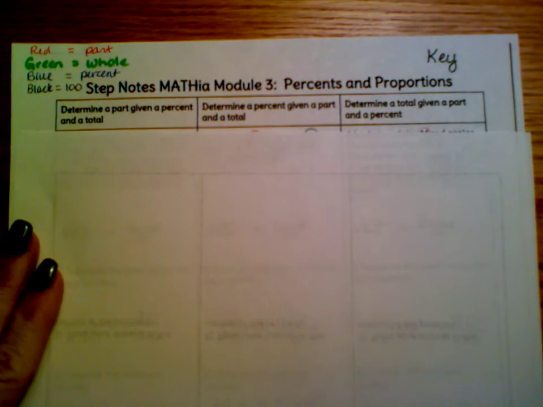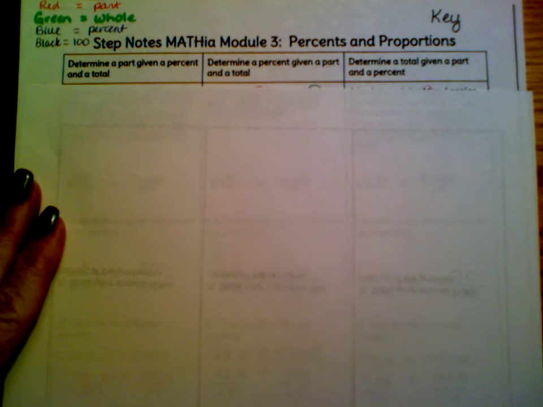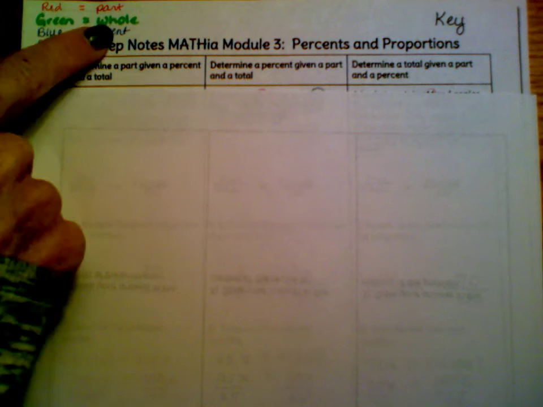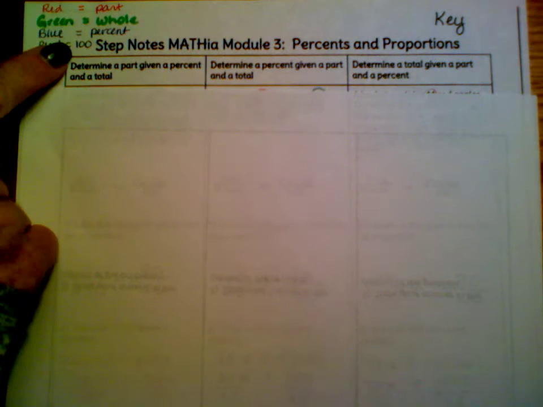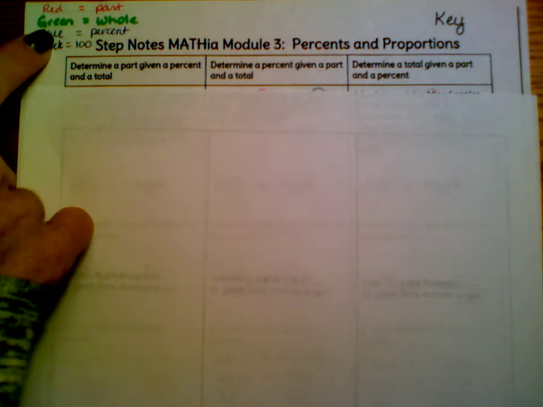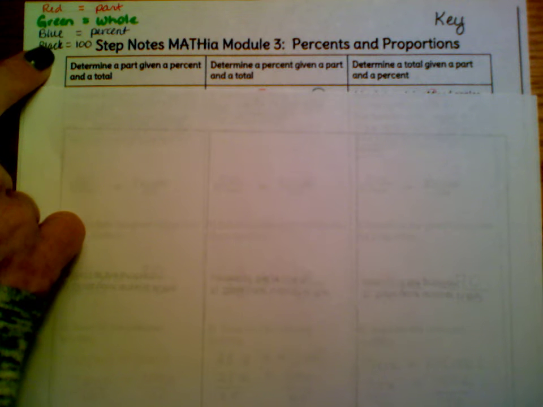Okay, so I have color-coded this lesson. What we're going to be looking for is always determining parts, whole, percent, and then the 100, I'll explain in a minute. Every time we're talking about a part, I'm going to be using red, a whole I'm going to use green, a percent I'm going to use blue. So when I mark my text, that's going to help me.